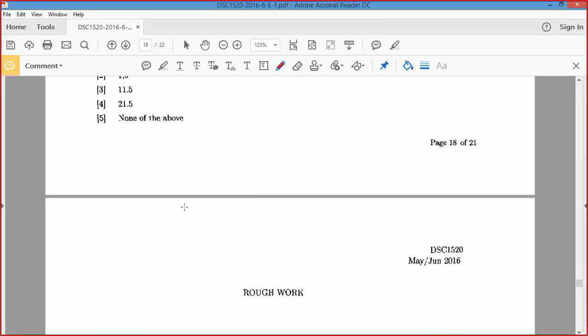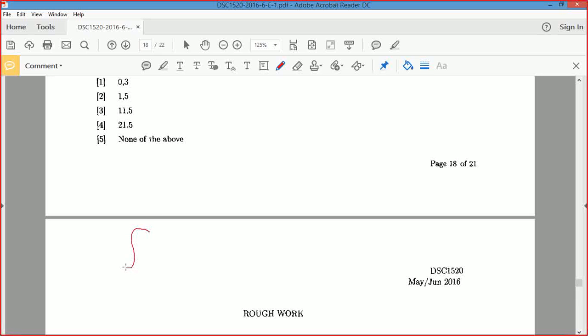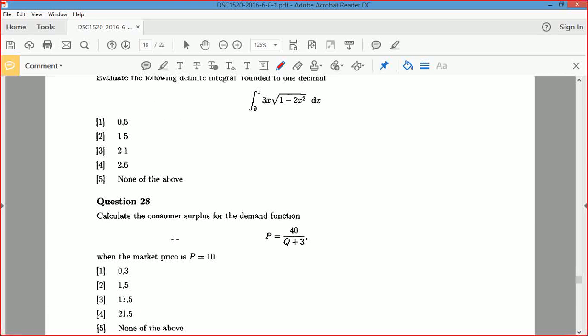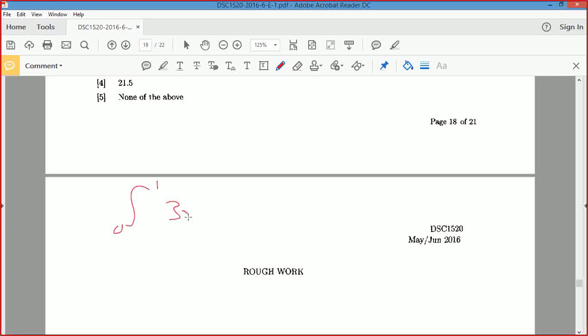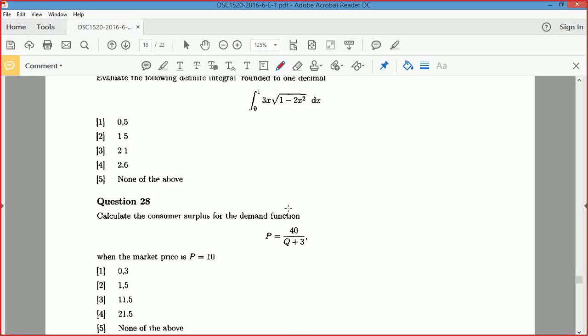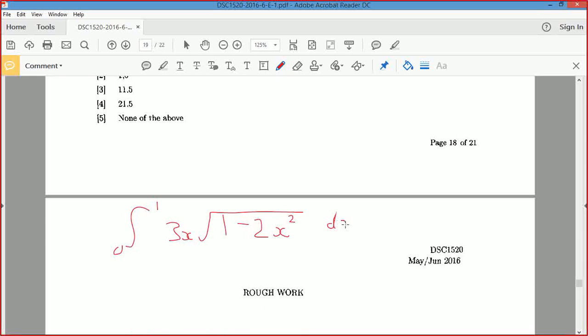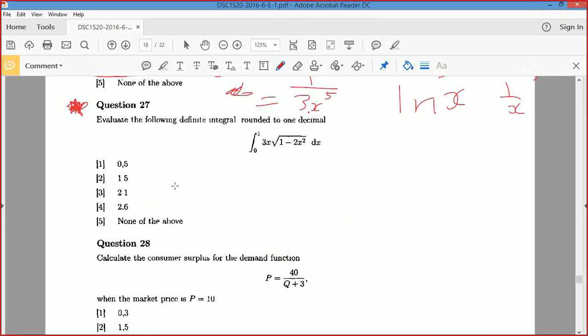Right, so I'm going to write 27. I need more space to do this. What is the function? The integral of 3x root 1 minus 2x squared dx. So you're trying to get the function from the derivative. Remember, integration is the opposite of differentiation. That's what they want here. And they want you to evaluate the integral. So after having substituted everything in, I'm then going to evaluate what those numbers are.